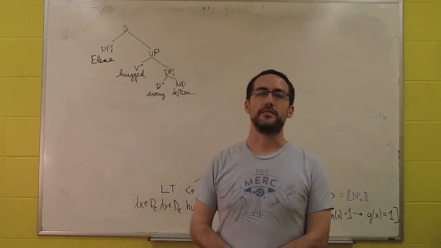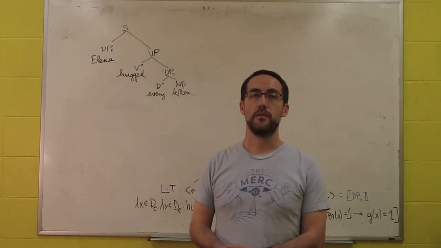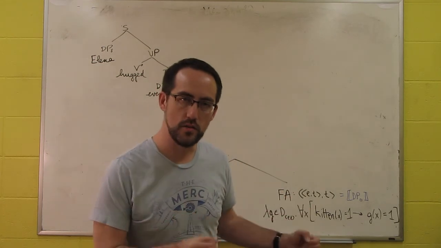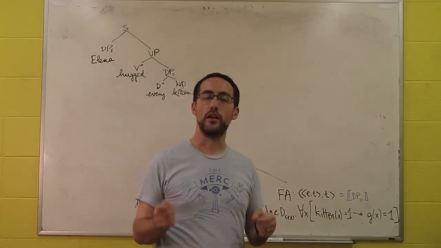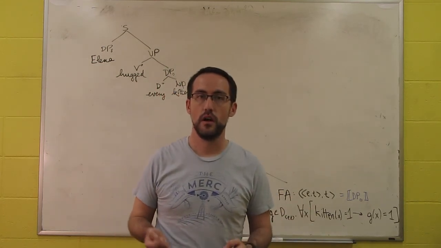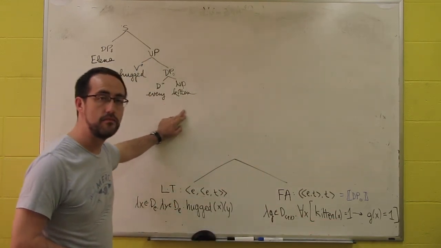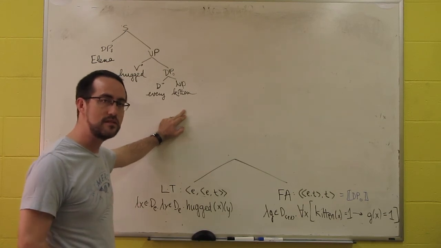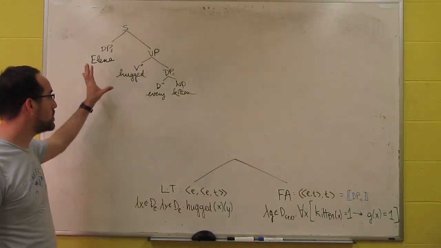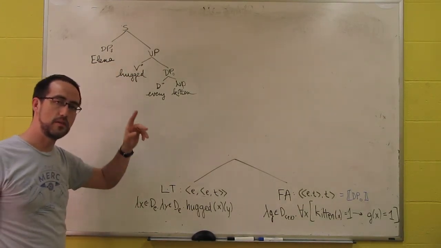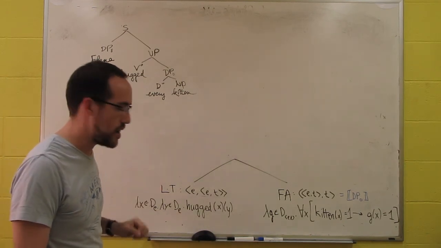Hi, welcome to the semantics lecture about object quantifiers. Object quantifiers are going to mess our stuff up simply because they don't compose the way we want them to. We'll take a simple example. Elena hugged every kitten. Straightforward sentence, straightforward syntax. Looks pretty easy, but when we try to compose everything, it all goes awry.